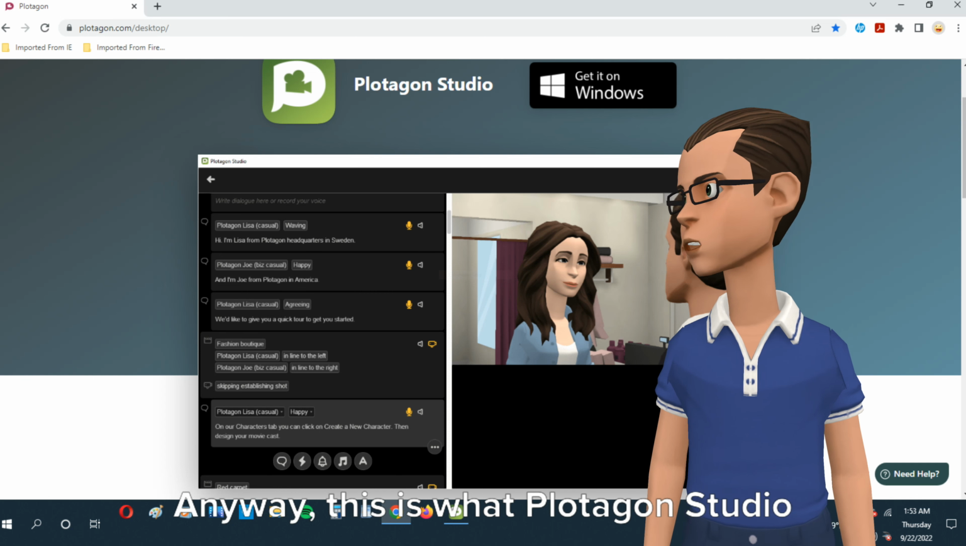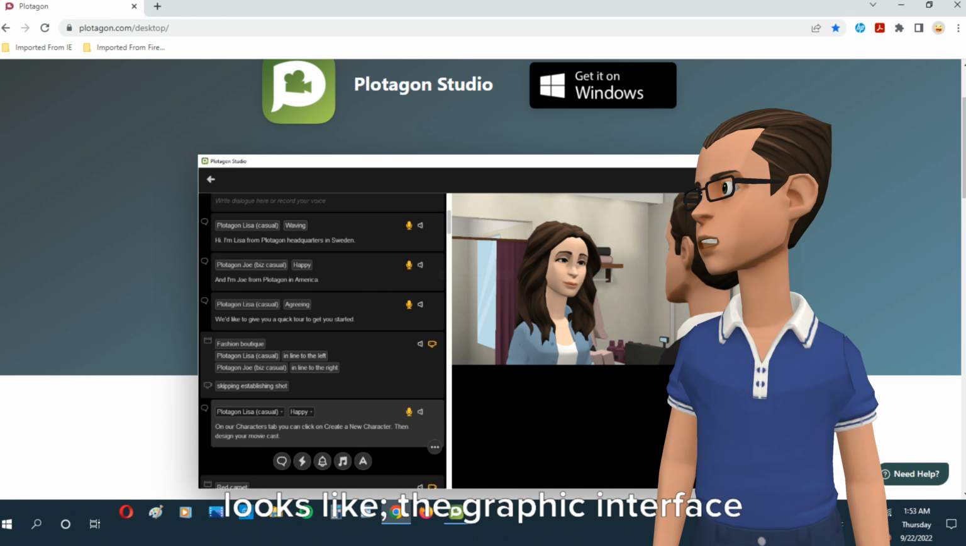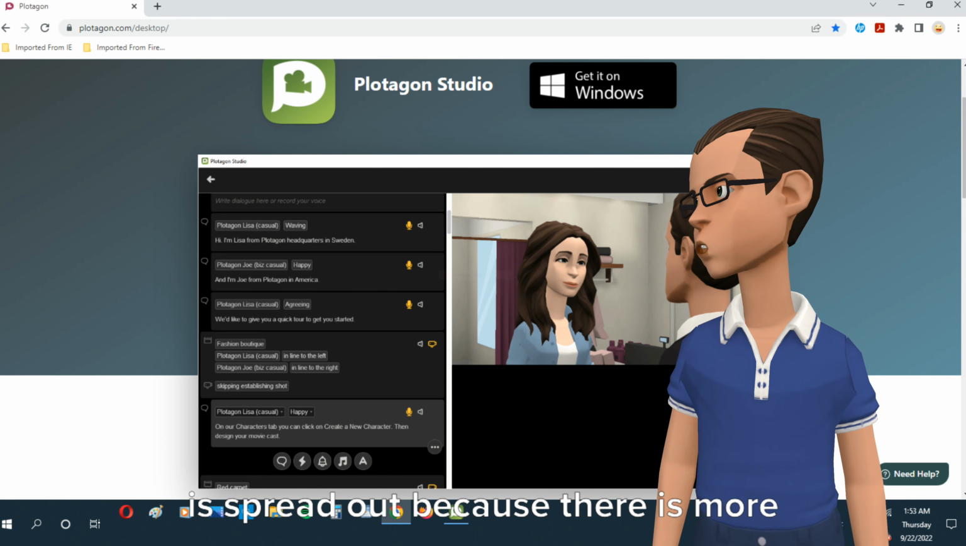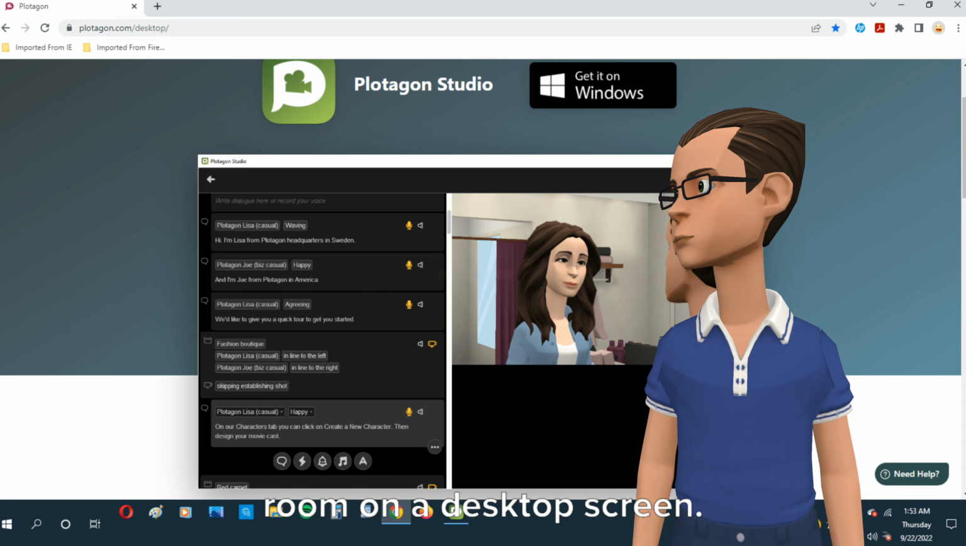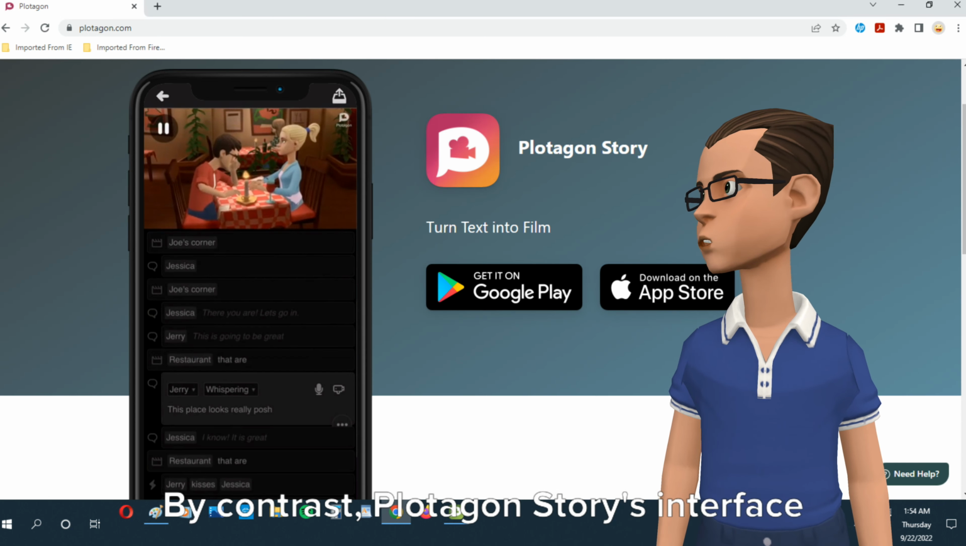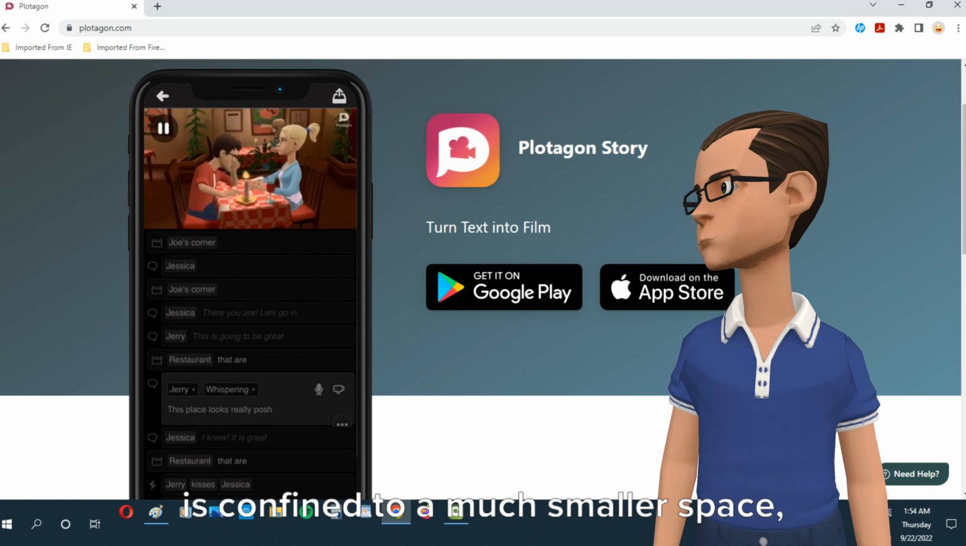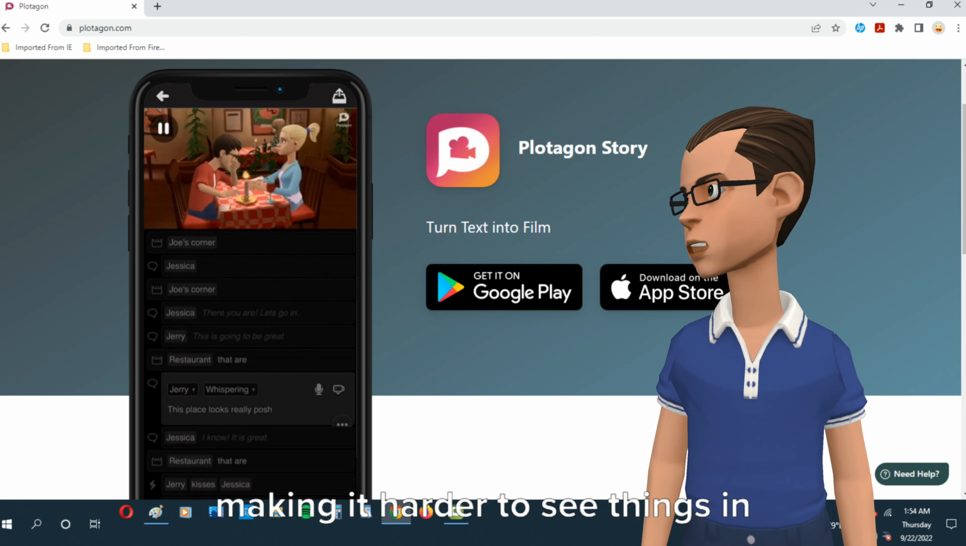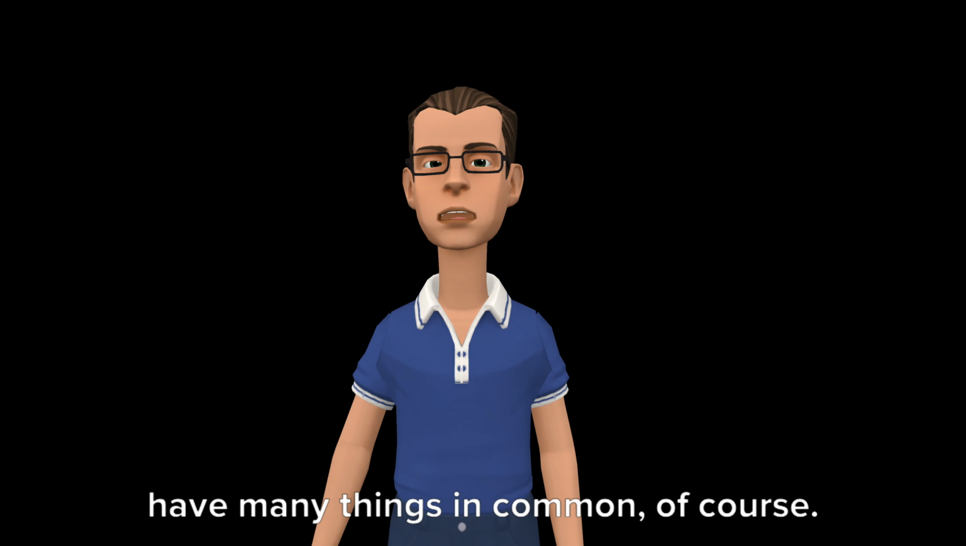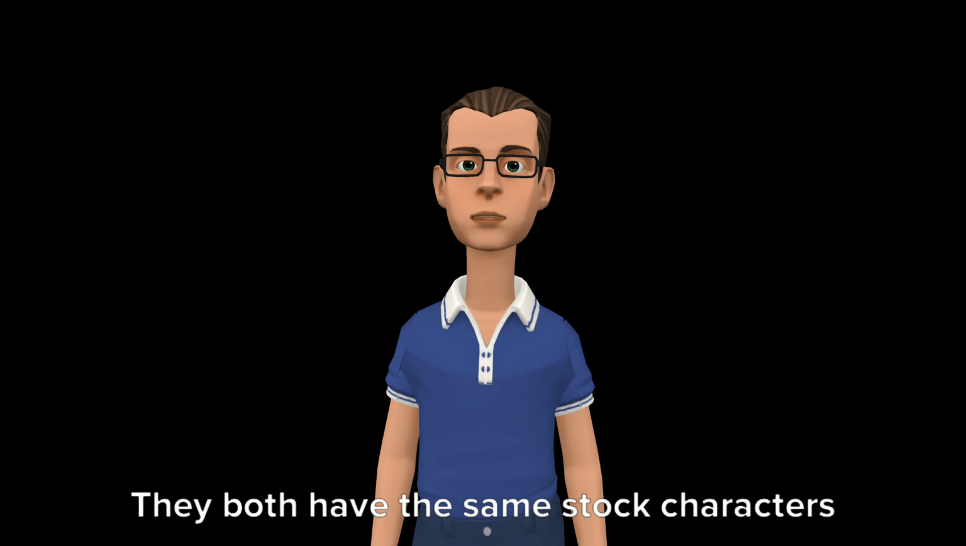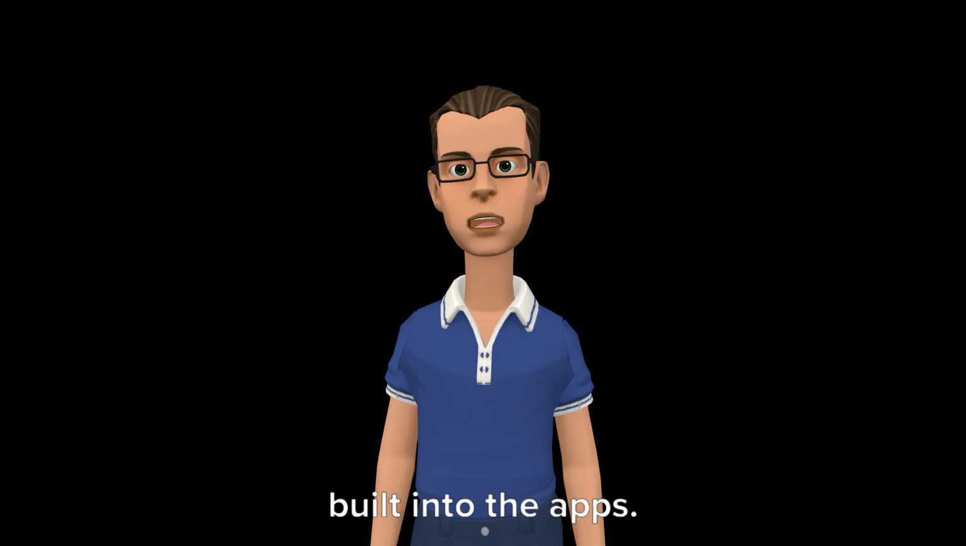Anyway, this is what Plotagon Studio looks like. The graphic interface is spread out because there is more room on a desktop screen. By contrast, Plotagon Story's interface is confined to a much smaller space, making it harder to see things in detail. Plotagon Story and Plotagon Studio have many things in common, of course. They both have the same stock characters built into the apps.